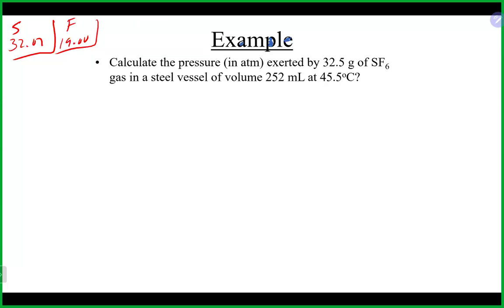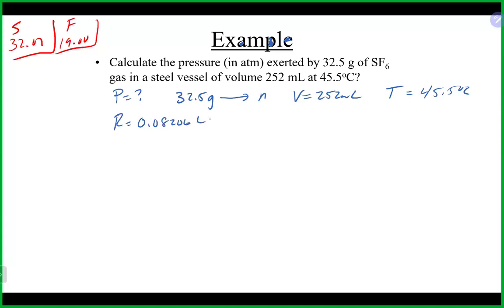Okay, so let's take a look. What we want to do always is kind of pull out the information. So we are looking for a pressure. We have some grams given to us. And if we have grams, we could definitely get to moles, right? So we have N basically. We have a volume that is 252 milliliters and a temperature that is 45.5 degrees Celsius. We always have R available to us, never given to us in a problem. That should really point you in the direction of the ideal gas law, PV equals nRT.